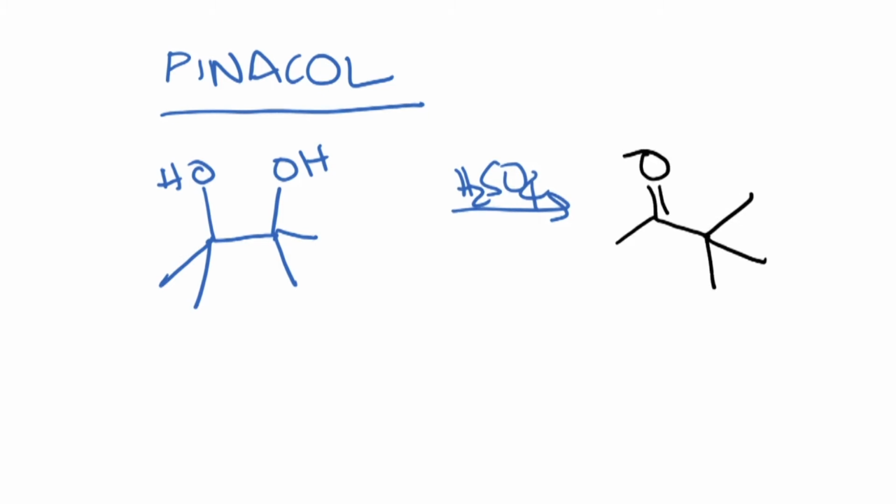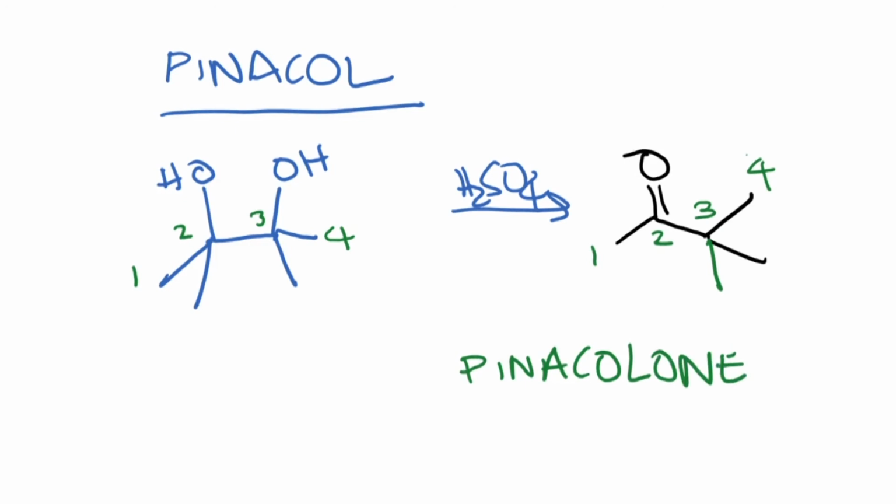is this. Okay, now let's just number these carbons so that it's easy for us to follow this. So let me just start from the left. 1, 2, 3, 4. Okay, so carbon 3, which had 2 methyl groups on it, now has 3 methyl groups, and carbon 2, which had an oxygen, now has a carbonyl compound. So this product is called Pinacolone. Okay, so sometimes this rearrangement is actually called Pinacolone rearrangement.